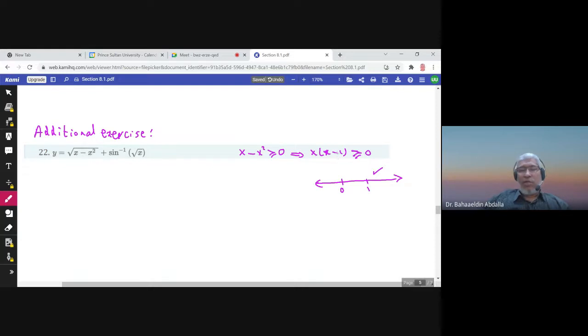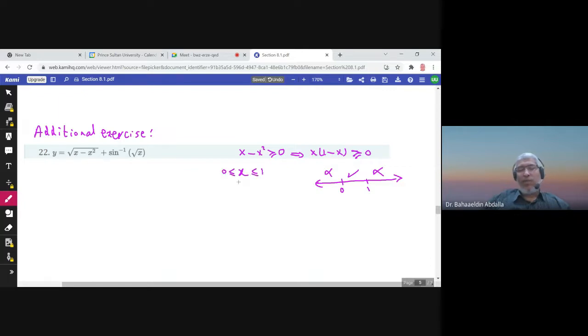Oh, sorry, this is not x minus 1. If I take x as a common factor, I will have 1 minus x. So if I put x = 2, 1 minus 2 is negative, so this region is not good. Negative 1: 1 minus negative 1 is positive, but there is a negative 1 here, so this is not good. If you take half, 1 minus half is positive times half positive. So the domain, x should be between 0 and 1.